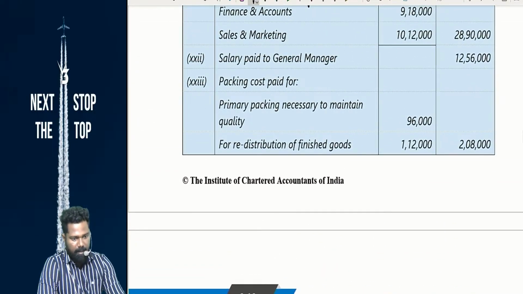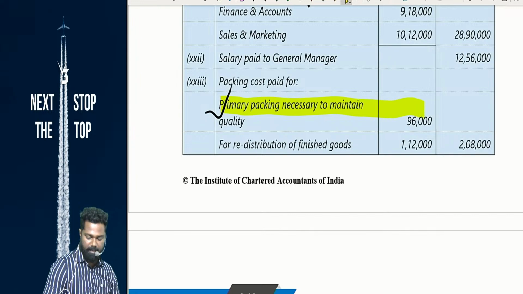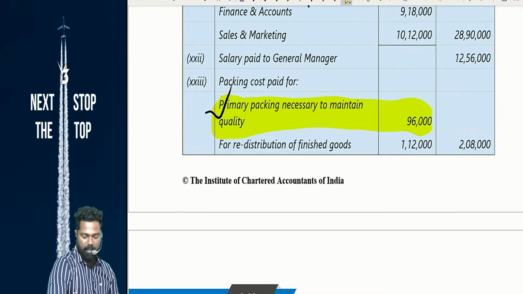Next. Last item is what? Primary packing. How much is primary packing? 96,000. Primary packing is 96,000.